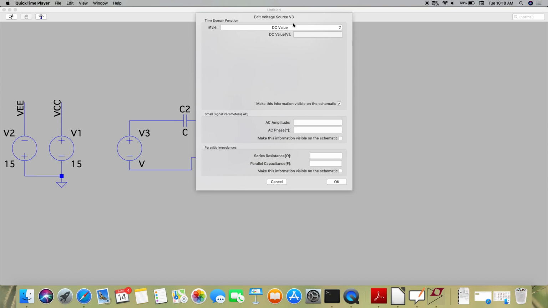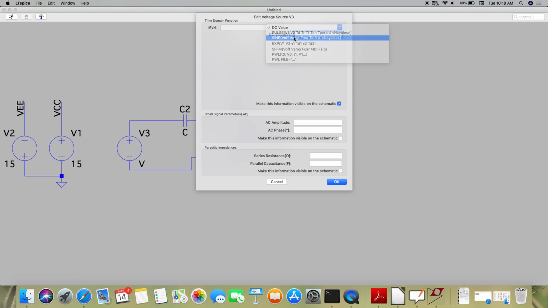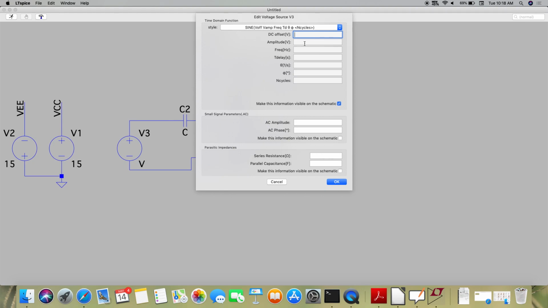With this input source you want to add, assuming some sine wave. Sine wave may have different entries. Those entries are DC offset voltage. We understand what is DC offset voltage, right? We understand what is amplitude. Amplitude means the sine wave.